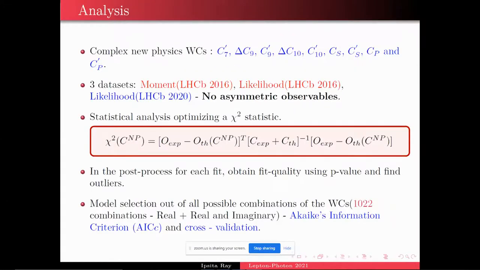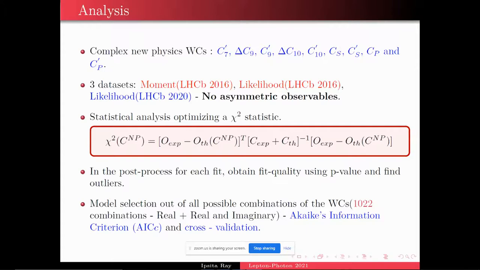Now, in our analysis, we have considered complex new physics Wilson coefficients in these 9 operators, and we have defined 3 data sets. In 2016, LHCb gave the measurements for the angular observables in B to K star mu plus mu minus, using both the moments analysis and an unbinned maximum likelihood analysis. Whereas in 2020, LHCb has given the measurements only based on likelihood analysis, and there are no measurements on the asymmetric observables in 2020. So the data set which we call the likelihood LHCb 2020 has asymmetric observables only in the Bs to phi mu plus mu minus mode.